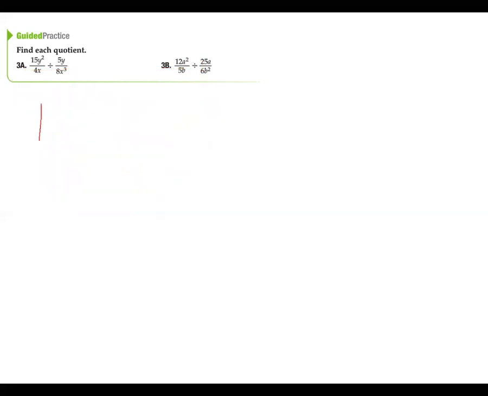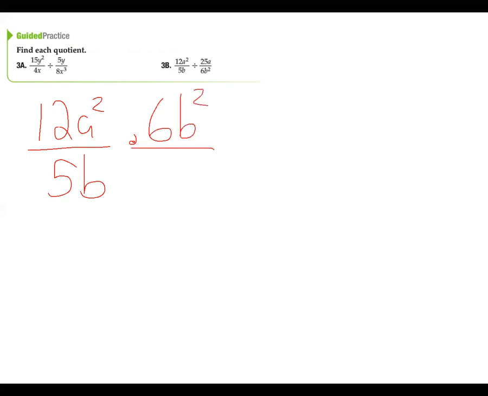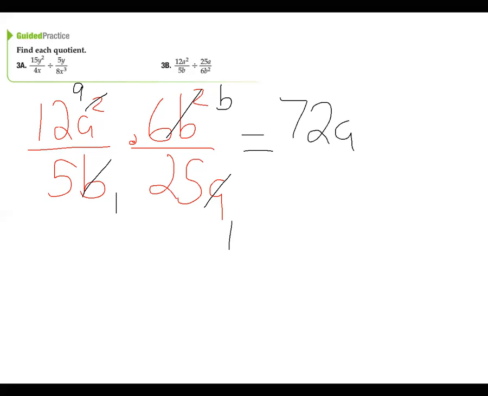All right, the second one, you have 12a squared over 5b times 6b squared, multiplied by the reciprocal, over 25a. Okay, so your a squared and your a cancel to a 1 and an a. Your b squared and your b cancel to a b and a 1. And then your 12 has no common factors with the 5 and the 25, and neither does the 6. The factors of 6 are 2 and 3. There's none in the 5 and 25. And the 12 has factors of 2 and 3 also. So you just multiply straight across the top, you get 72ab over 125, and that's your answer.